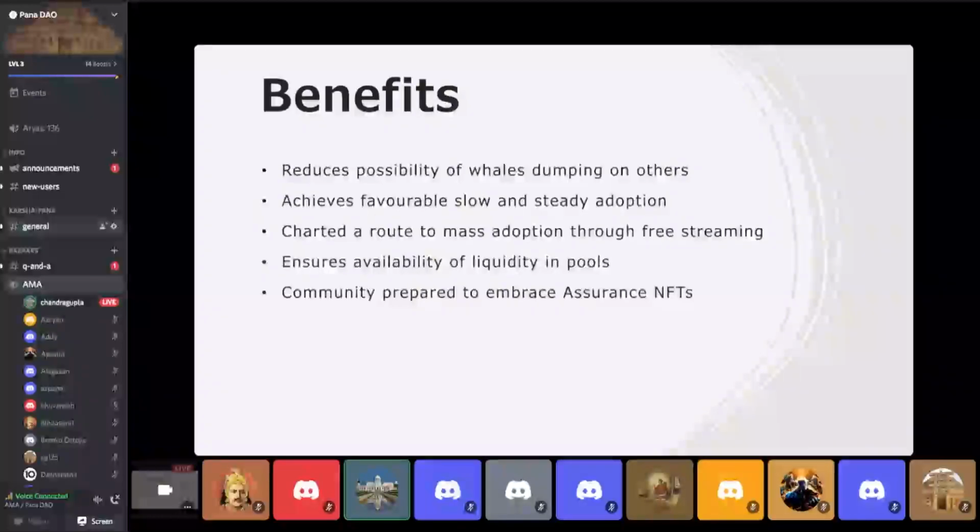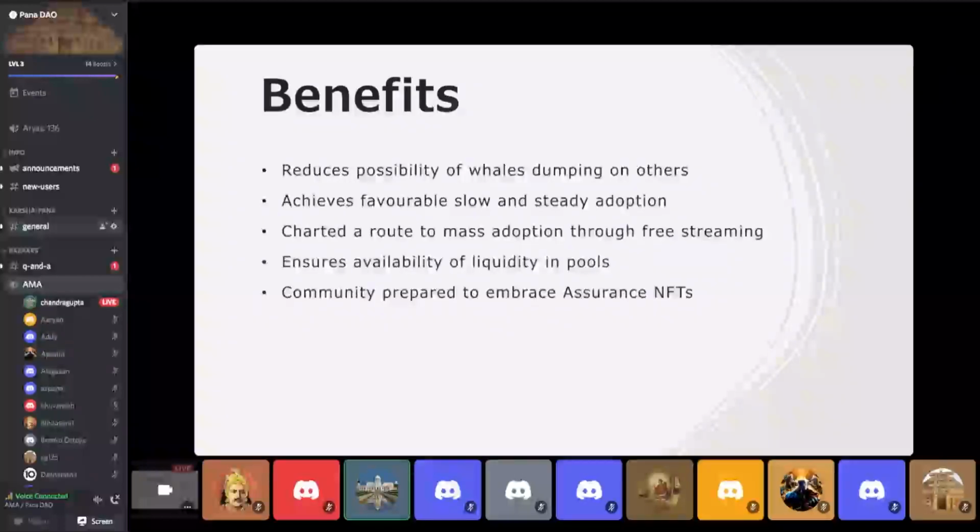This also ensures the availability of liquidity in the pools, which means that, as we already saw, streaming and bonding are designed in a way that demand for liquidity pool tokens increases because of their need to get new tokens from the protocol. This ensures that more and more people are providing liquidity to the liquidity pools and also using the streamed Pana to provide liquidity in a bid to get their hands on more Pana.